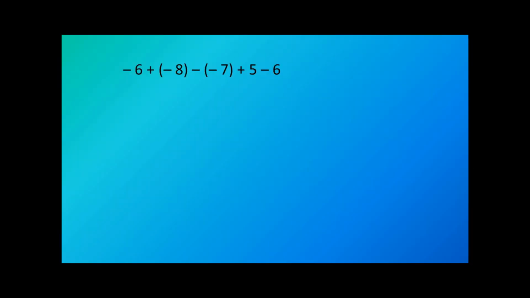Let's look at our big problem here. -6 plus -8 minus -7 plus 5 minus 6. We're going to do this in 3 steps. First step, all we want to do is write the sign of the number below each number. So for example, the -6 is a negative. I'm going to put a little negative sign here. The -8 or plus -8 is a negative. Minus -7, that's the double negative thing, and so we need to put a plus there. Plus 5 is positive, minus 6 is negative.